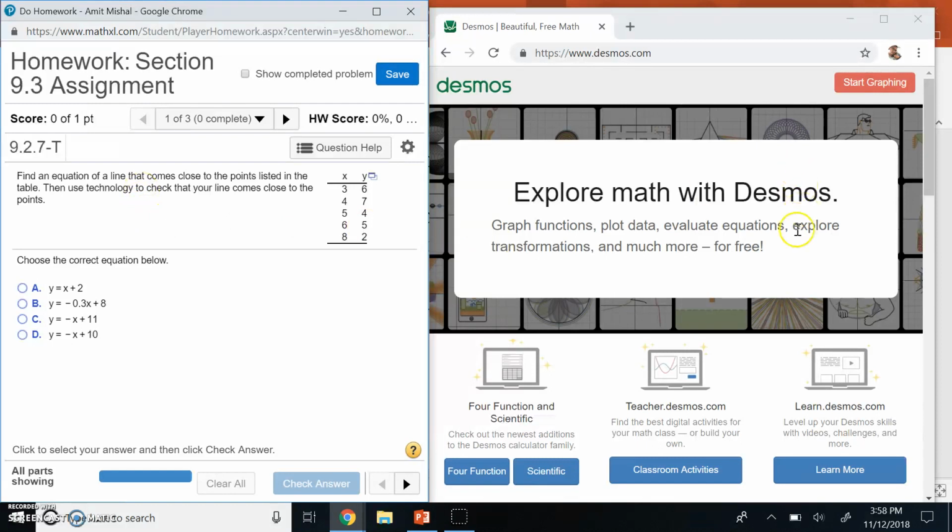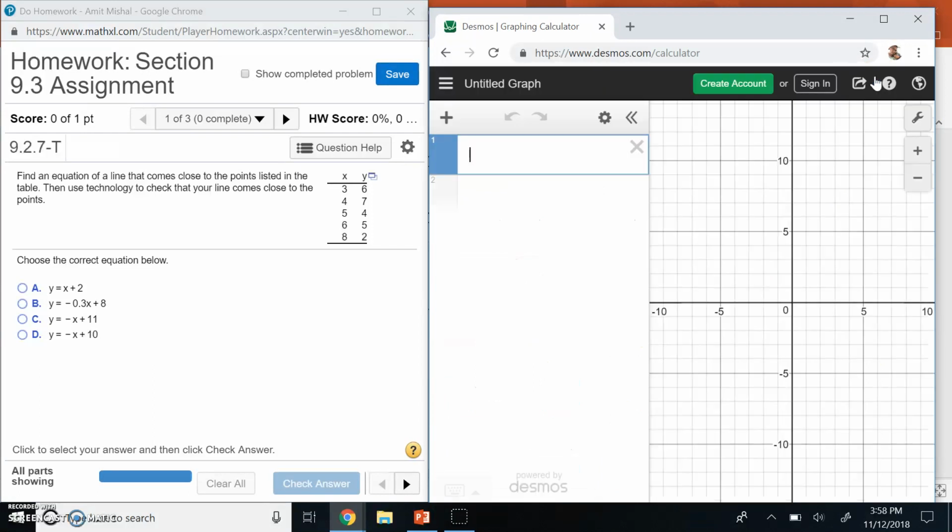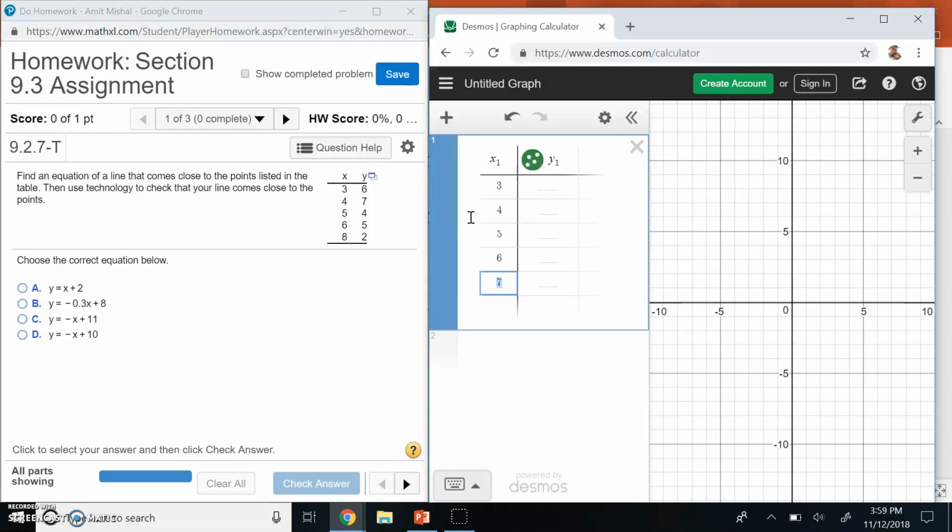So the first thing we're going to do, even though this problem doesn't ask us to do so, we're going to graph these points. So go to www.desmos.com, click on Start Graphing. If you see this little plus icon that says add item, click on that and click on table. This will allow you to add the table. Then just put in your x and your y values. So your x values are 3, 4, 5, 6, and 8. And your y values are 6, 7, 4, 5, and 2.